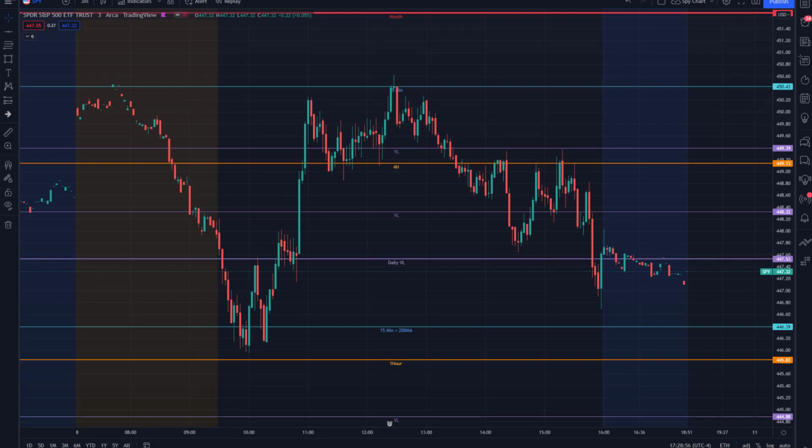Okay, guys, so here we are. You see the SPY chart here. We're going to review a trade that was made April 8th, just this past Friday in the Discord.